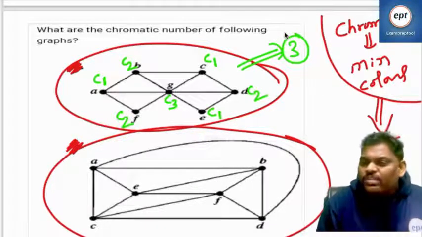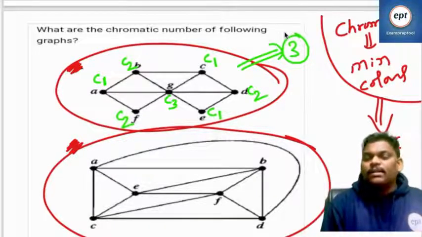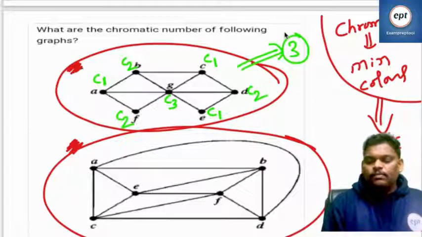Can you explain the difference between P, NPC, NPH? It is not there in the syllabus. Rohit, it is not there in the syllabus, right? So not required. Otherwise I could have covered.